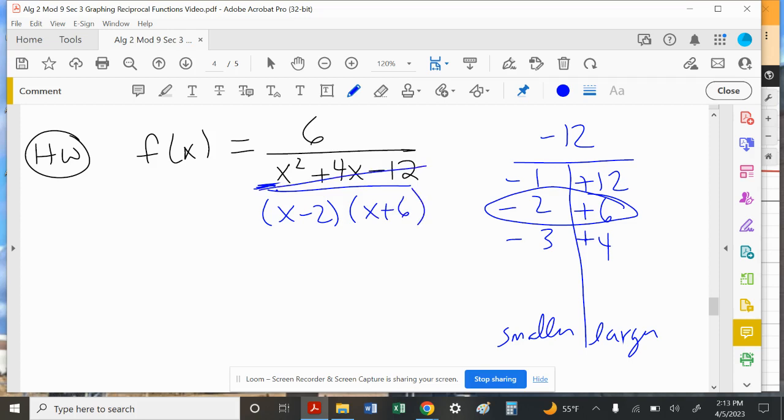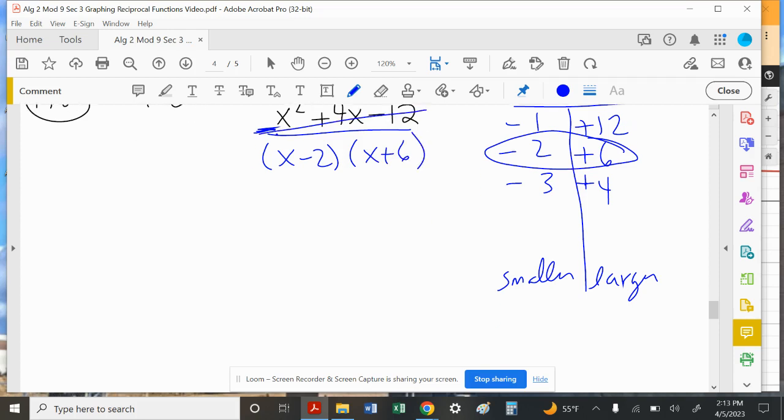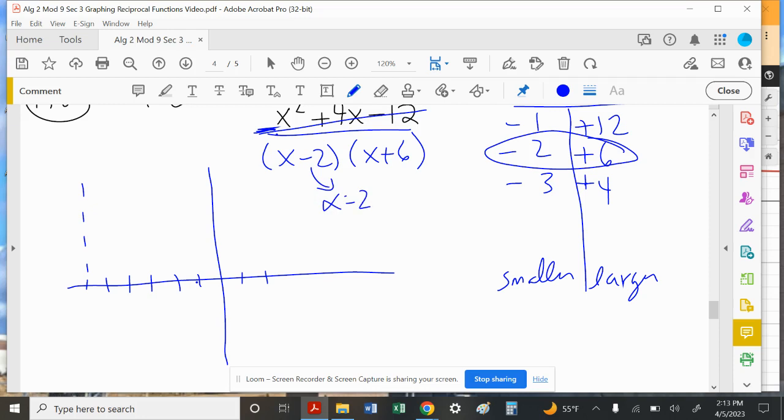So now I have two vertical asymptotes. If I were to draw this, I'm going to have one at positive 2, 2, 3, 4, 5, 6, and I'm going to have one at negative 6. So I have one at x equals 2, and I have one at x equals negative 6, right? Because I'm solving for x in both of those cases. So x cannot equal either of these values. Notice I have two asymptotes.